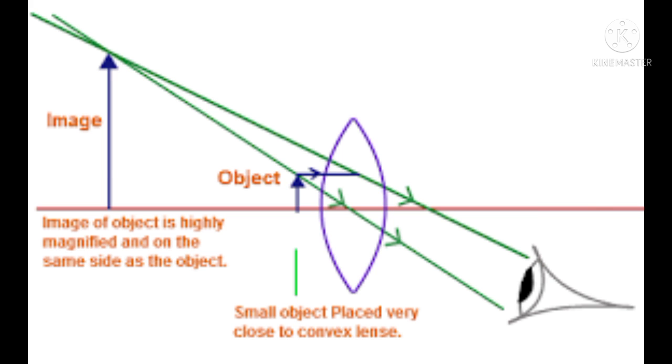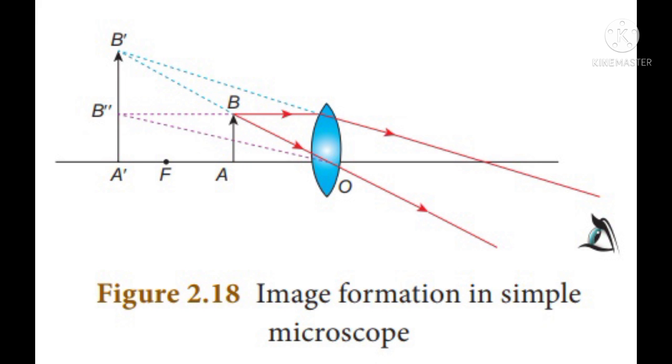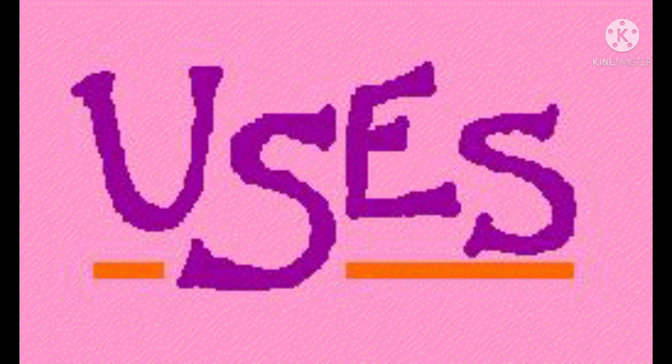As per this position, the convex lens produces an erect, virtual and enlarged image. The image is formed on the same side of the object and at a distance equal to the least distance of distinct vision. We had already discussed that the least distance of distinct vision is 25 centimeter.